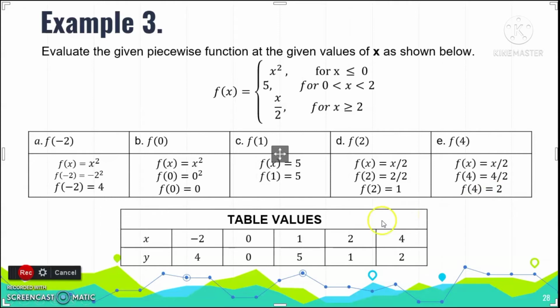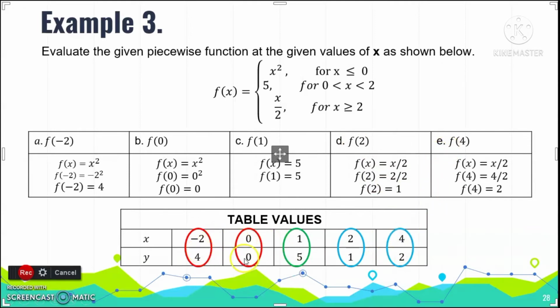We have to input this into the given table values. If x is negative 2, therefore our y is 4. If x is 0, therefore our y is 0. If x is 1, therefore our y is 5. And if x is 2, therefore our y is 1. And if x is 4, therefore our y is 2.